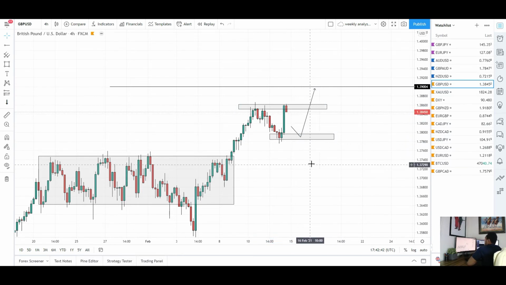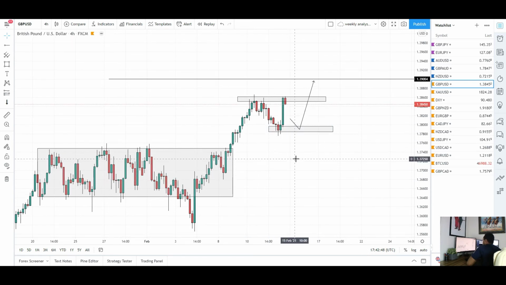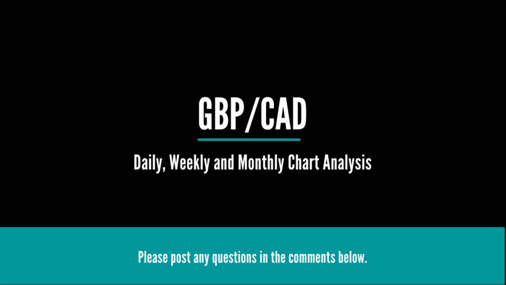But I think GBP/USD is still on its way to the upside as long as we hold on to that support, which we found towards the end of last week. So biases to the upside for GBP/USD. I'm expecting to see a break of this resistance here in the 4H and tap into 1.39. And next we're going to see what's happening with GBP CAD.